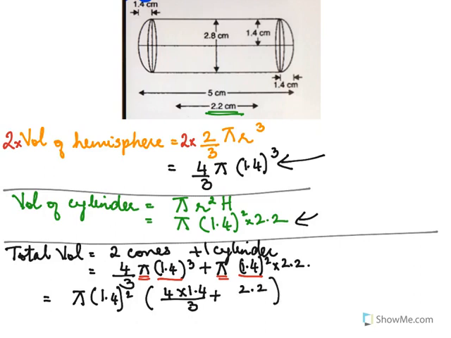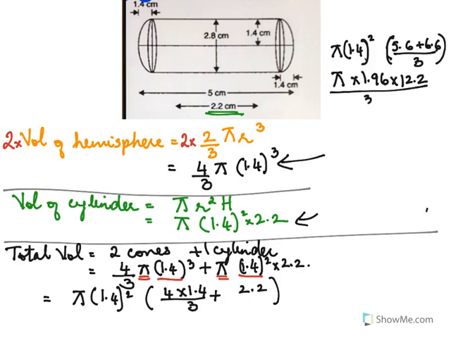I'll continue it on this side. So you have pi 1.4 square, equal to 5.6 plus 6.6 over 3, and the total answer here comes, the answer works as pi into 1.96 into 12.2 over 3. That is volume of 1 gulab jamun. Okay, that is pi into 1.96, 12.2 over 3.